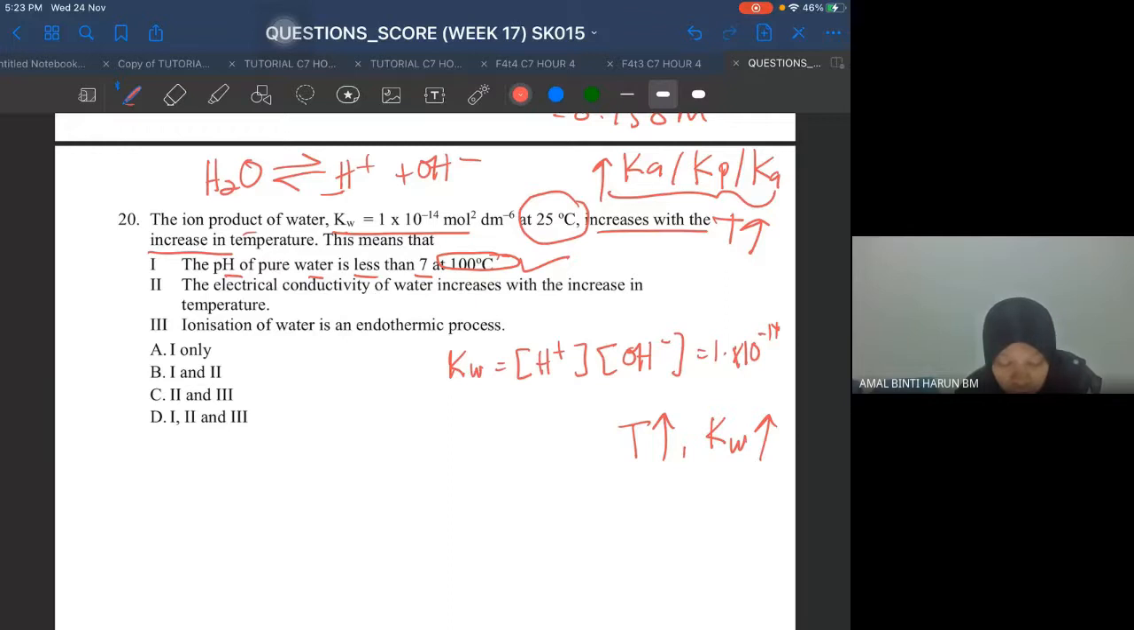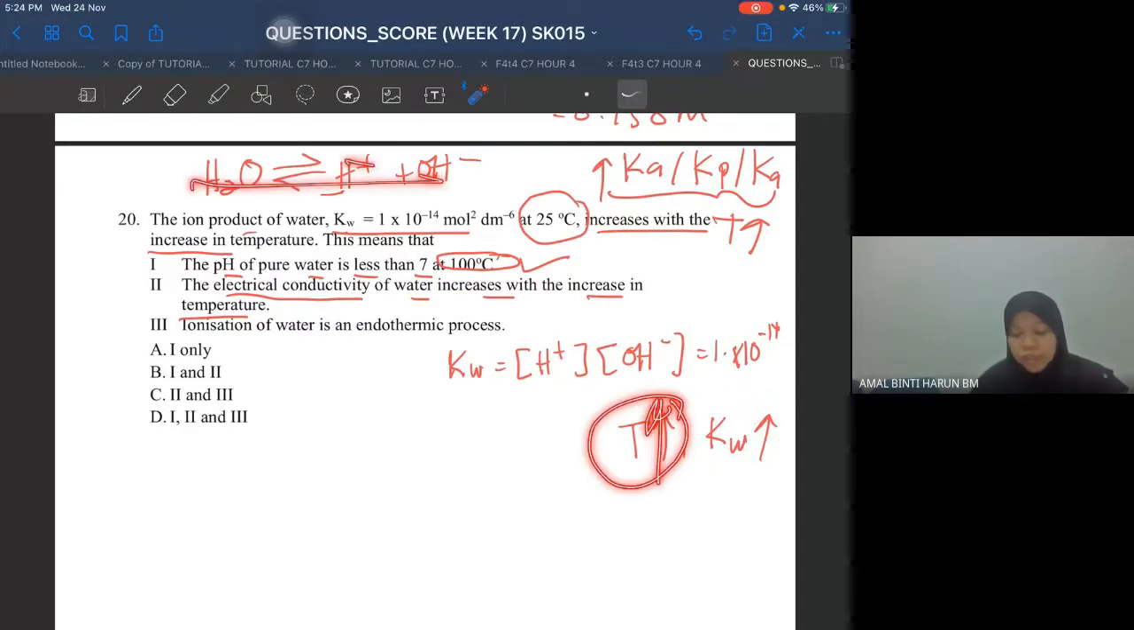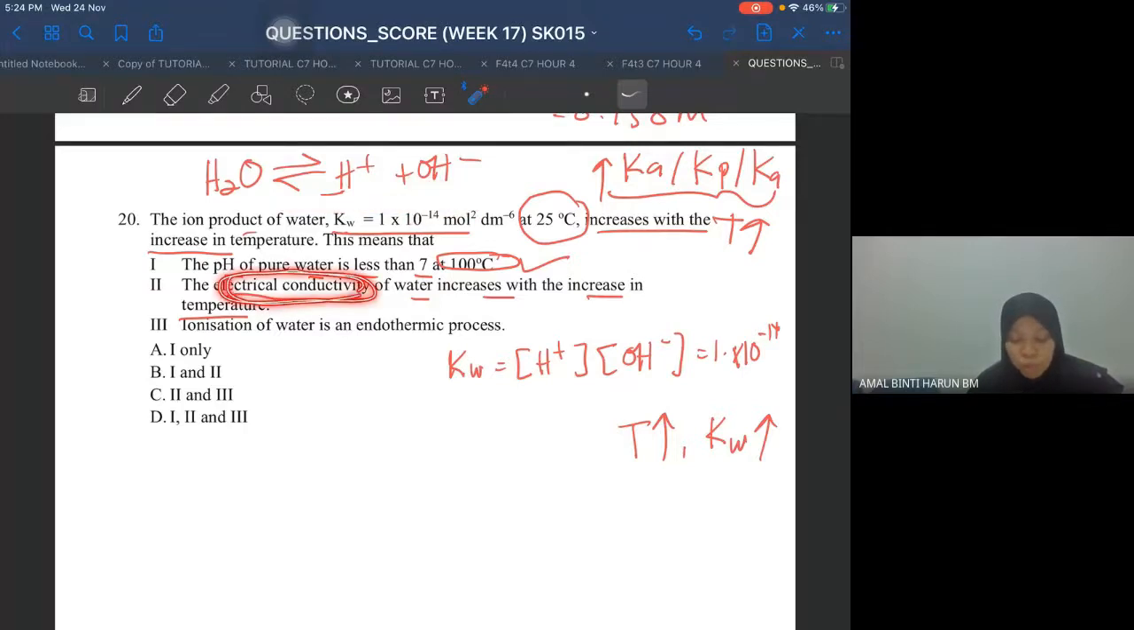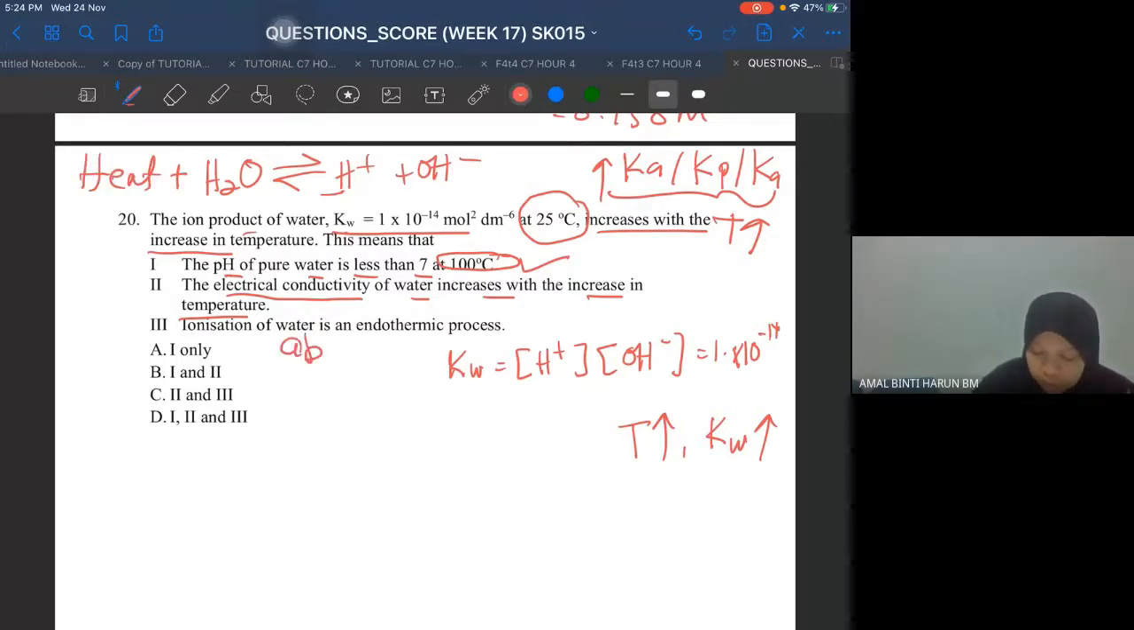Okay, ni mungkin betul. The electrical conductivity of water increases with the increase in temperature. Is it correct? Betul lah. Lagi banyak ion, lagi tinggi Kw, lagi tinggi temperature, lagi banyak yang dissociate, lagi banyak yang ke kanan, lagi banyak ion yang dihasilkan. So ion-ion ni memudahkan electrical conductivity. Lepas tu ionization of water is an endothermic process. Okay, endothermic mean heat duduk kat sebelah sini. Okay, maksud dia absorb heat. Okay, betul tak absorb heat? Betul lah. Because we need the heat to break down the ion in the molecule.